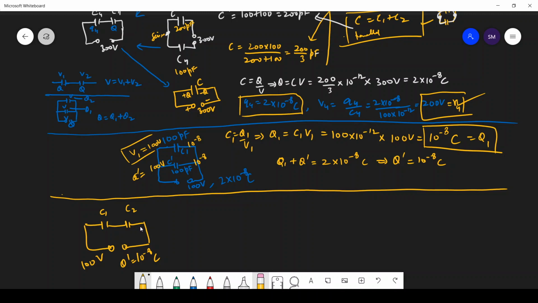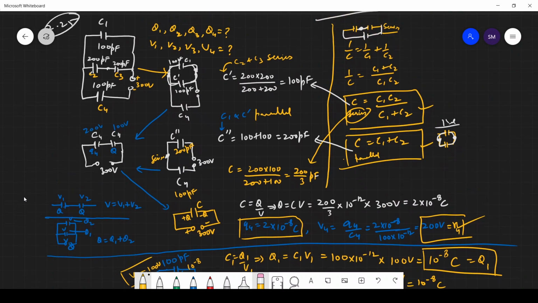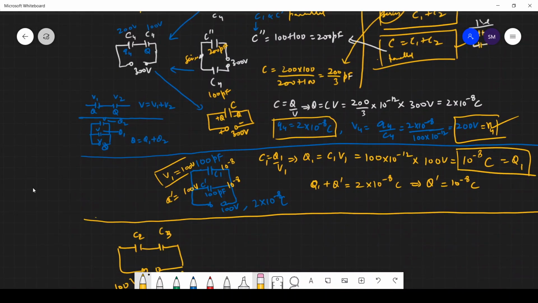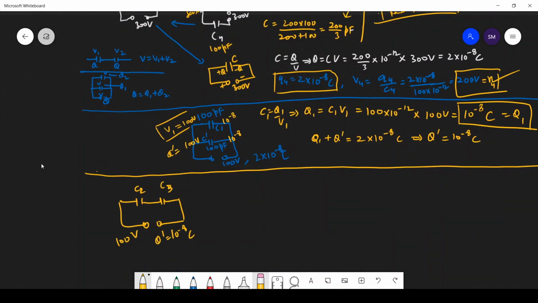Sorry, C2 and C3. See here, they are C2 and C3, and their net capacitance we have written here, right? So that was this C dash written as C2, C3. So the voltage available to them is 100 volt, and the charge available for them is 10 to the power minus 8 coulombs. So what is same in series?